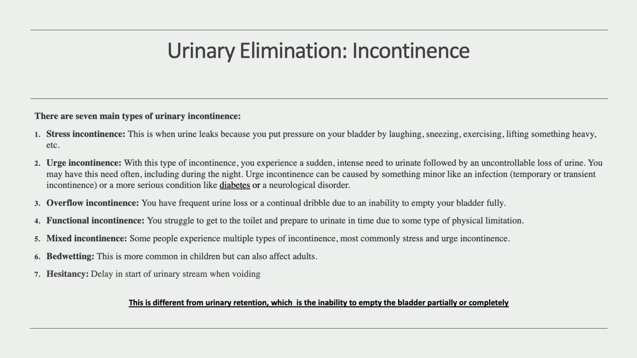All right, 7 types of urinary incontinence. You need to know all of them. I want you to read them and I want you to understand them. Make note cards if you need to, okay? Also know that urinary incontinence is different from urinary retention, which is the inability to empty the bladder partially or completely. I'm going to ask you, what is this an example of? And I'm going to give you a patient scenario. So you need to know what these are and what they mean.